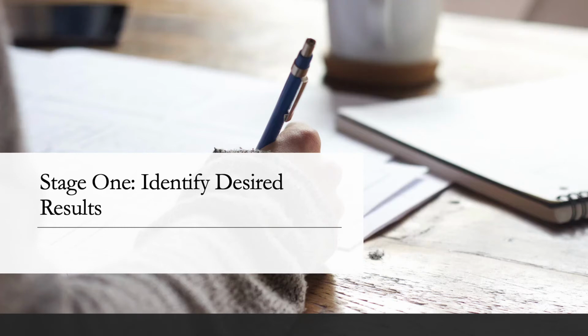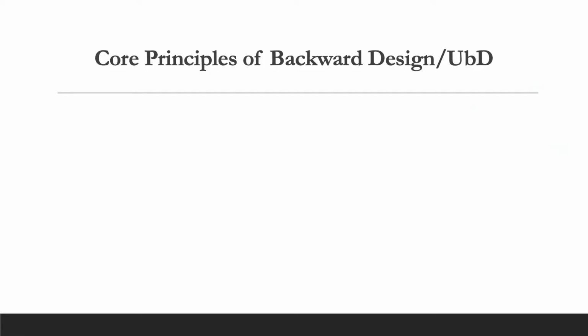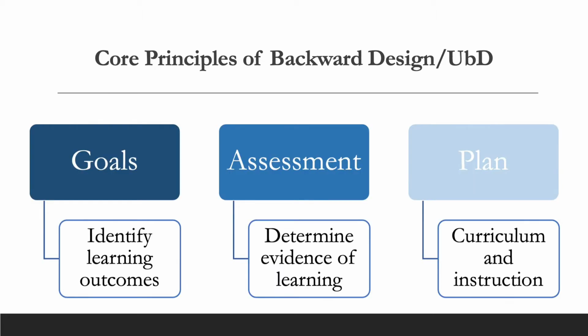In this mini lecture, we will be discussing Stage 1 in the Understanding by Design model of instructional design. As a quick refresher of what you've already learned, backward design has 3 stages. First, you identify your learning outcomes, the subject of this video, then you determine evidence of learning, your assessments, and finally you plan the curriculum and instruction.